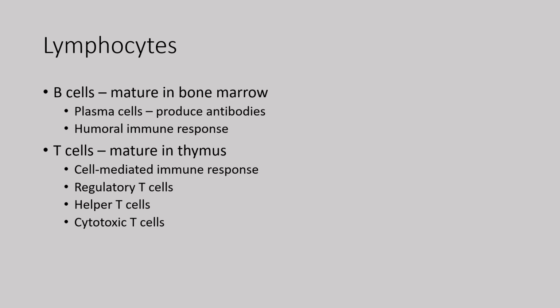The B cells are involved with the humoral immune response division. The T cells will mature in the thymus. Easy way to remember that: B for bone and T for thymus. The T cells are involved with the cell-mediated immune response. There are several different types. There's regulatory T cells, there's cytotoxic T cells, and there's helper T cells.